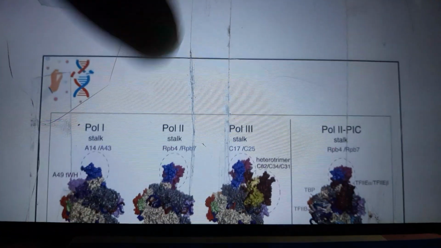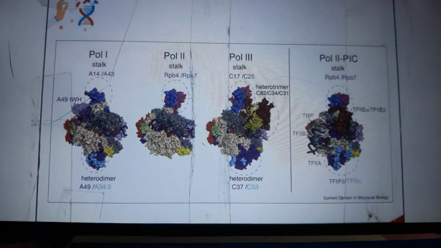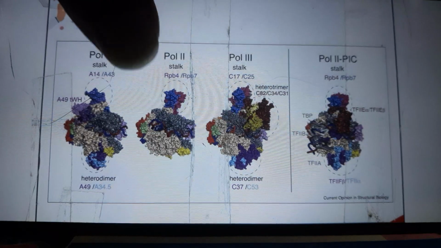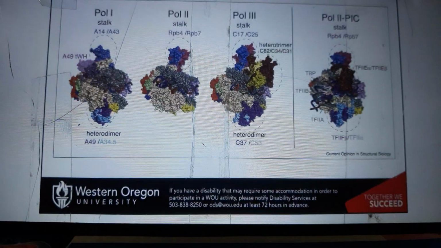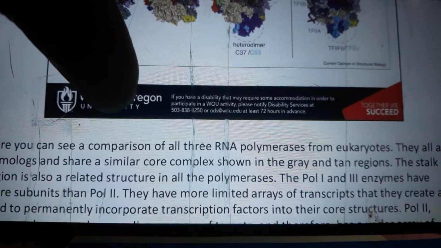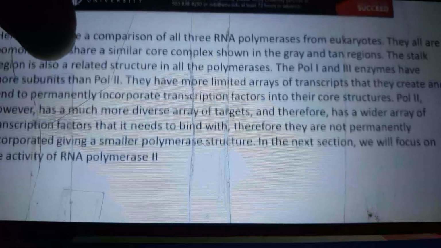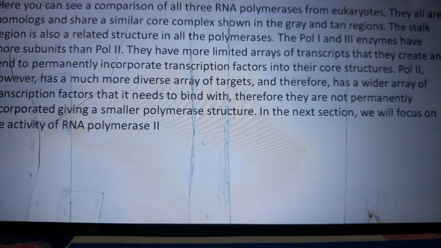The next diagram shows pol 1, pol 2, and pol 3. So we read on the subject matter there. Here you can see a comparison of all 3 RNA polymerases from eukaryotes. They are all homologs and share a similar core complex shown in the gray and tan regions. The stalk region is also a related structure in all the polymerases.